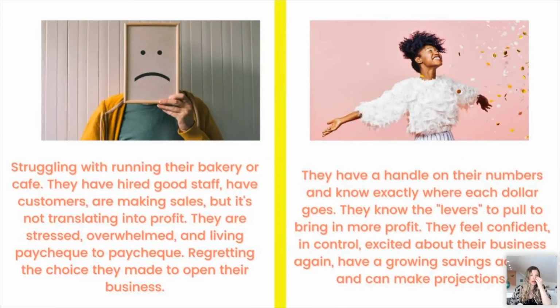So here's an example. This example was pulled by a student of mine. And I mentioned her yesterday, Meg. She's the bakery owner in Chicago. So her before was, it's bakery owners who are struggling with running their bakery or their cafe. They have great staff. They've got customers. They're making sales. That part of their business is working, but it's not translating into profit.